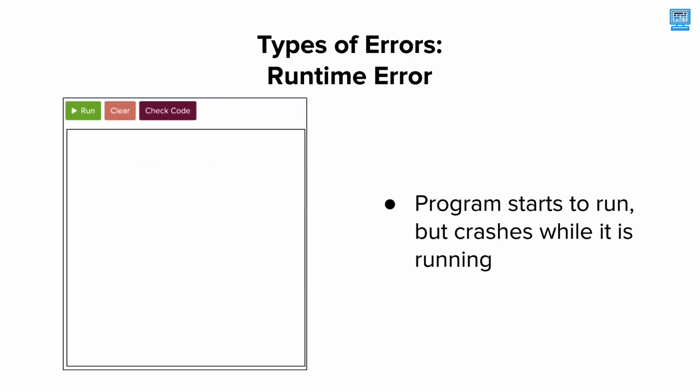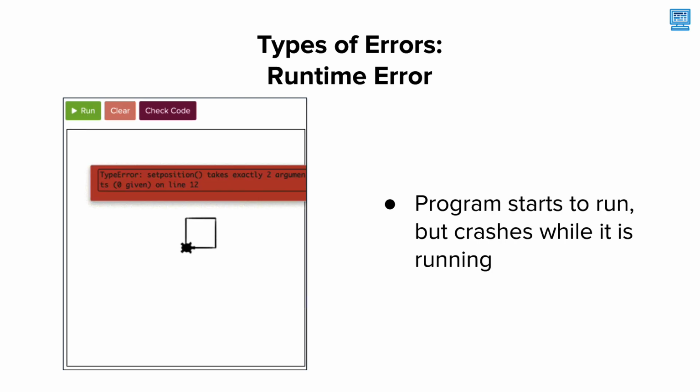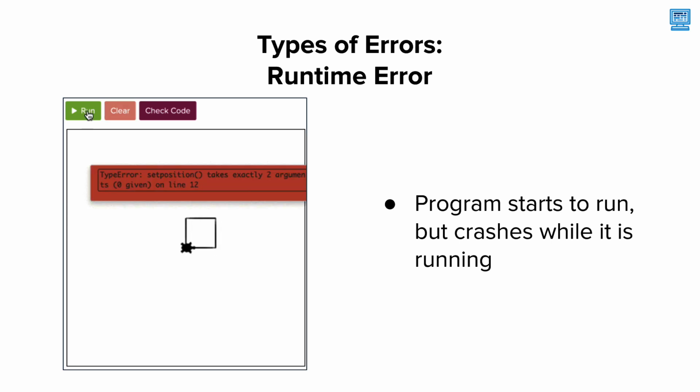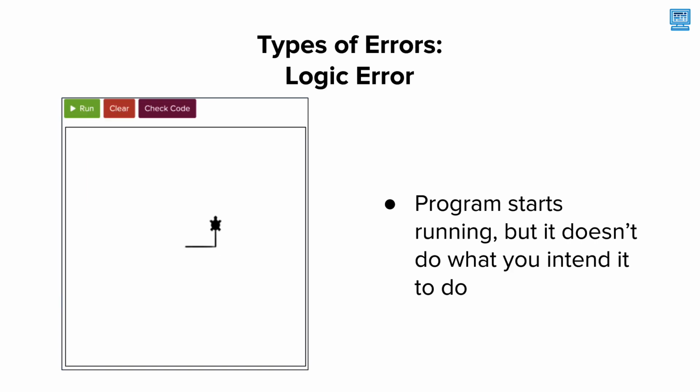The second type of error is a runtime error. With this type of error, your program will start to run, but will crash while it's running. Here, the program starts to run as Tracy draws a square, but then it crashes in the middle. And the last type of error is a logic error. This type of error occurs when your program runs just fine. It just doesn't do what you intended it to do. This is when you end up with some very interesting and unique Tracy designs.